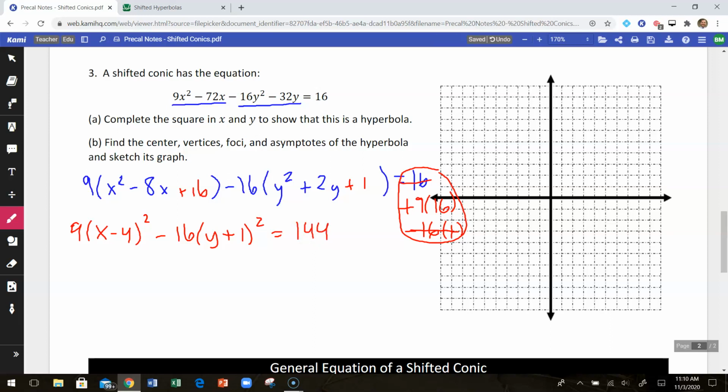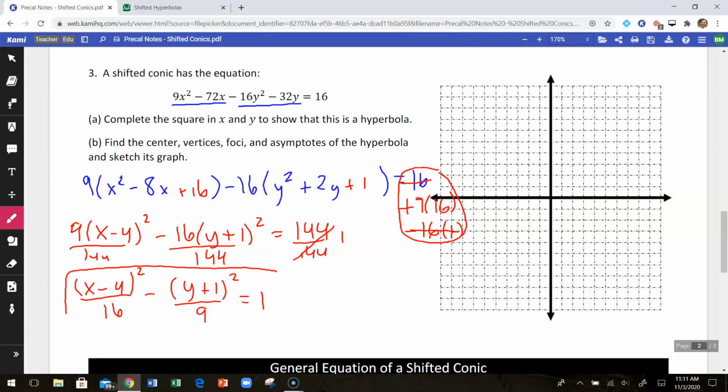Then at that point, what I want to do is make it equal to 1. So I divide everything by 144. And if I divide these things by 144, I can reduce the numbers out front with 144. This is going to be 1. So I'm going to get x minus 4 squared over 16 minus y plus 1 squared over 9 equals 1. And that is the equation of our hyperbola.